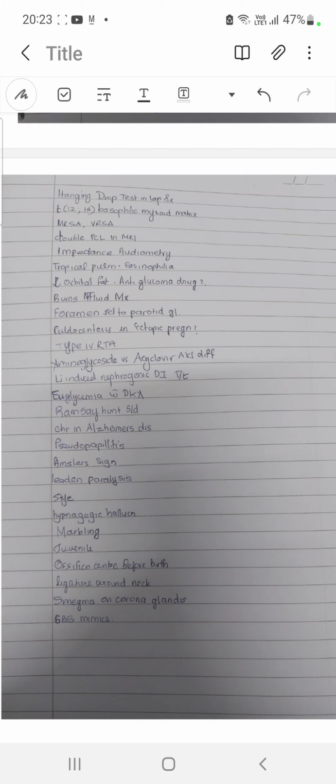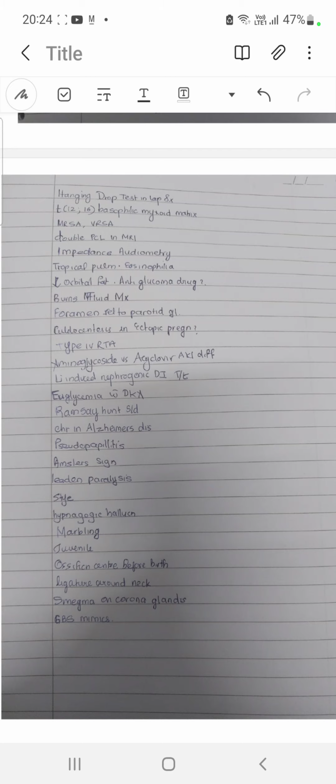Lithium-induced nephrogenic diabetes insipidus. Usually you give thiazide, but in a lithium case, if you are giving thiazide, it will be exacerbated. So the treatment is amiloride. Euglycemic DKA occurs with glyphosine, SGLT2 inhibitor. Ramsay Hunt syndrome affects which cranial nerve? Facial nerve.